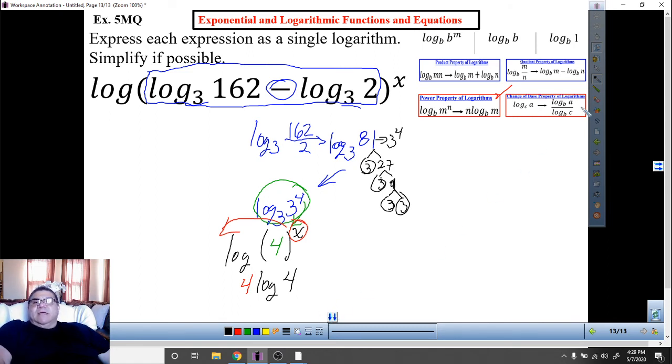Oh, my bad. It's not 4. It's x. Sorry. X log 4. Some of you are like, Mr. Q, it's x. I know. I heard some of you. Alright, so x goes in front, and then we got log 4.